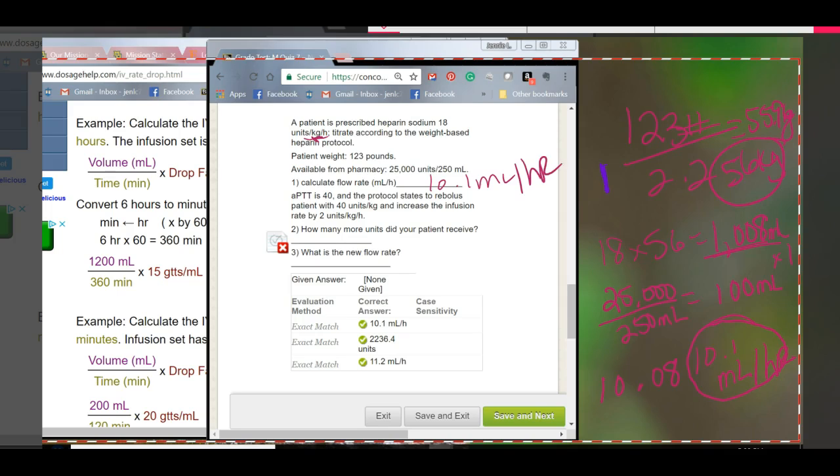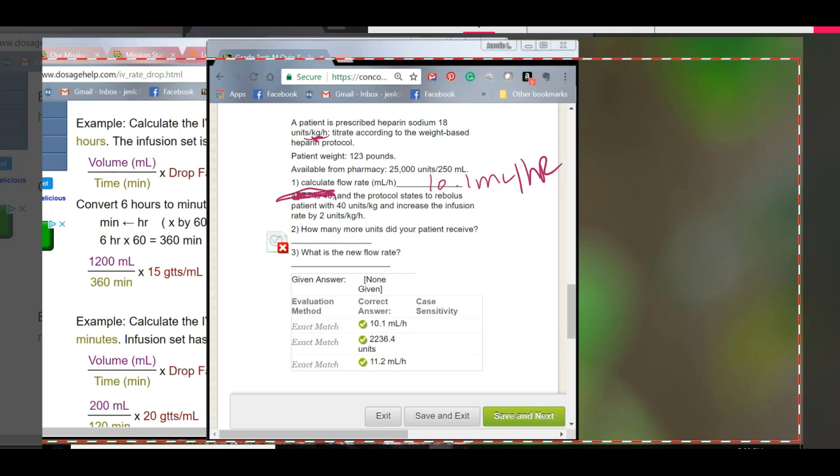Okay, so I hope you understand that. Now it says that the APTT is 40, so we really don't need to input this anywhere, so we're going to cross that out. And the protocol states to rebolus the patient. So rebolus means that I'm going to go ahead and give a bolus, a larger amount at one time. So either be IV push or fast through the IV, that's a bolus. Of 40 units per kilogram, and increase the infusion rate by 2 units. So I'm going to bolus them with 40 units per kilogram instead of 18 units up here.